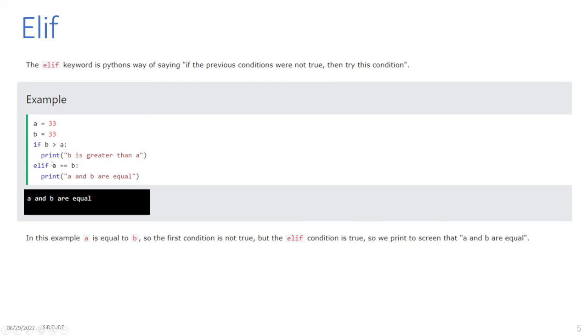Since this one is false and this one is true, this statement will be executed. That's why the output will be A and B are equal. So again, in this example, A is equal to B. The first condition is not true, but the elif condition is true. So we print to the screen that A and B are equal.